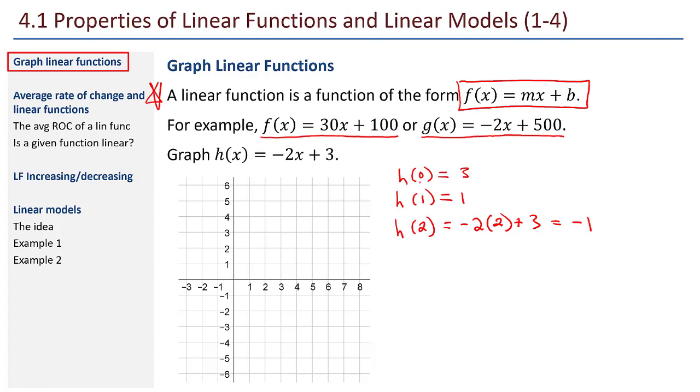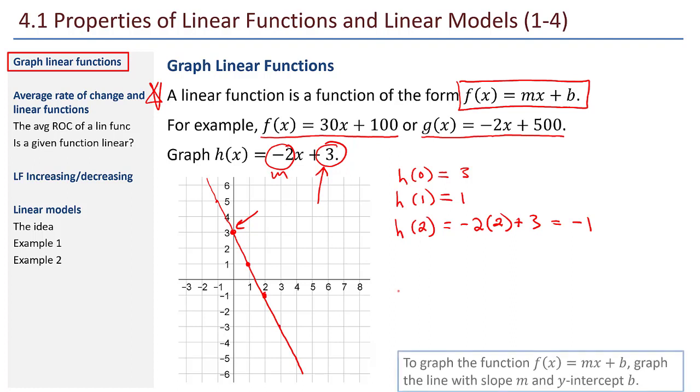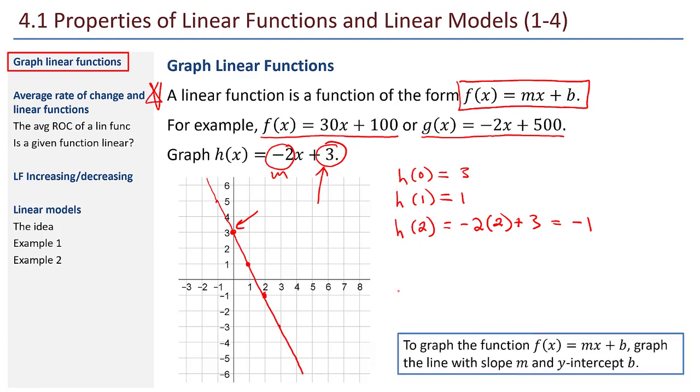So let's plot these points out. h of 0 equals 3, so I plot 0, 3. h of 1 equals 1, I will plot 1, 1. h of 2 equals negative 1, so 2, negative 1. And it looks like these 3 points lie on a line. I could continue this in both directions and graph out a nice line that goes through those points. Notice this line has y-intercept 3, and the line has slope negative 2. So really, there's this connection. To graph the function f of x equals mx plus b, graph the line with slope m and y-intercept b. The graph of the function really is just the line, and that's what makes it a linear function.